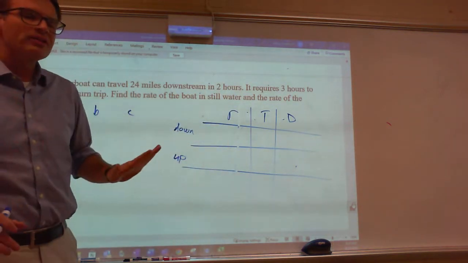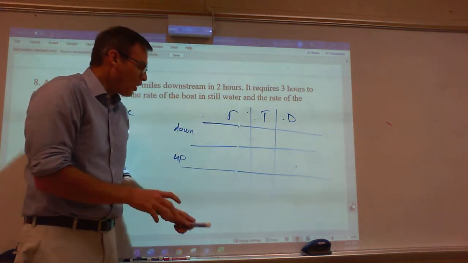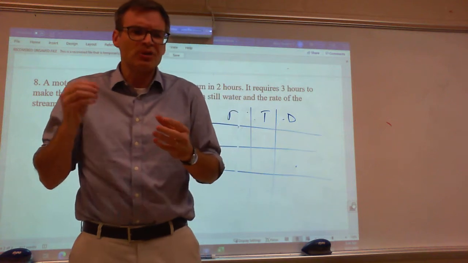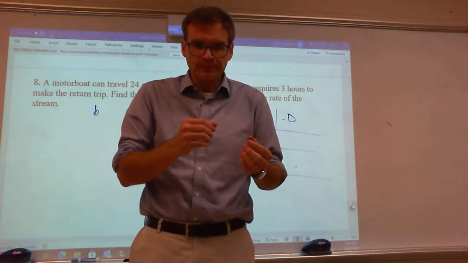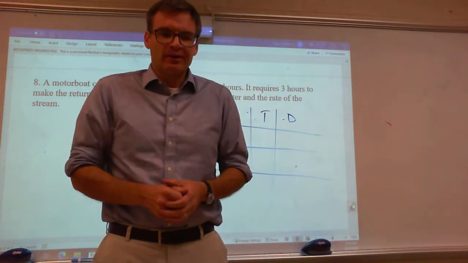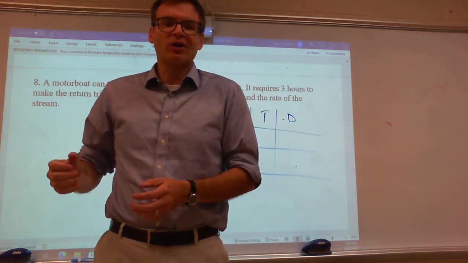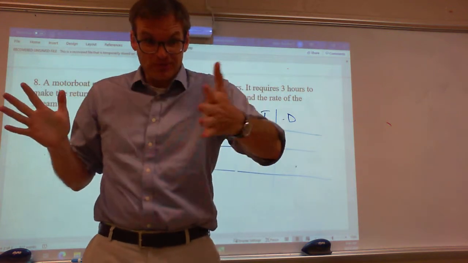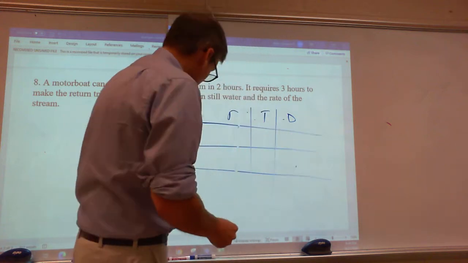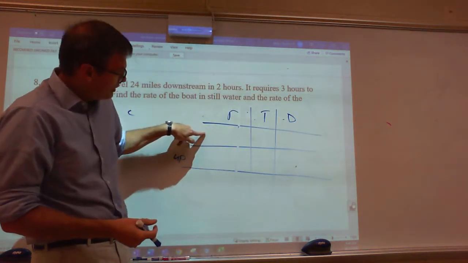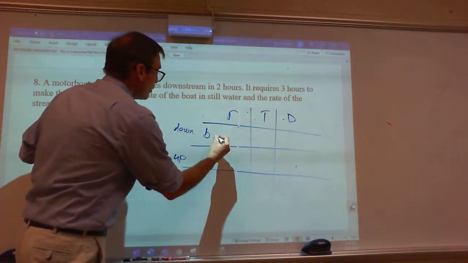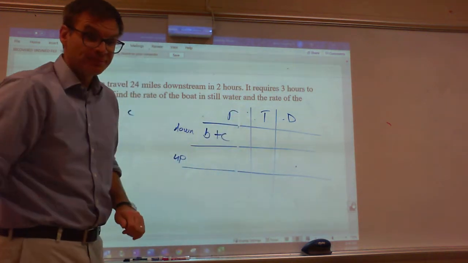All right, so let's talk about downstream. Are we okay with the idea that if your boat is going downstream, the current is helping the boat? So if the boat can go 10 miles an hour and the current is 2 miles an hour, the effective rate that the boat's moving will be 12 because the current's helping. So in this problem, for going downstream, I'm going to say it's the rate of the boat plus the rate of the current.